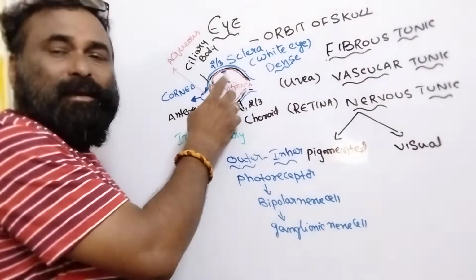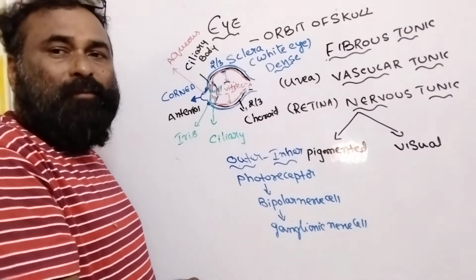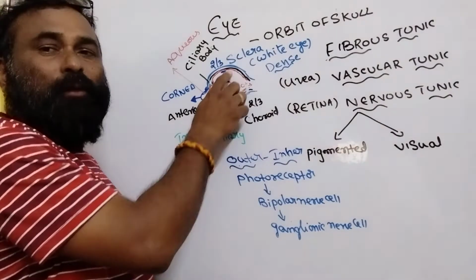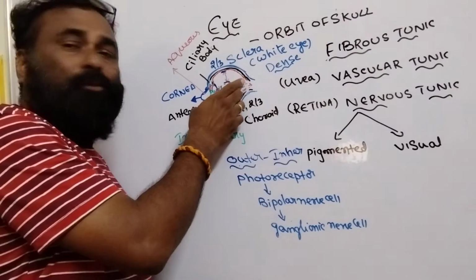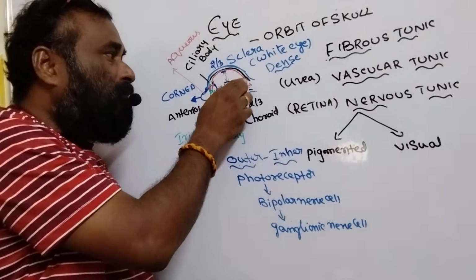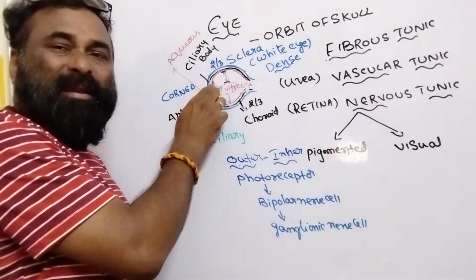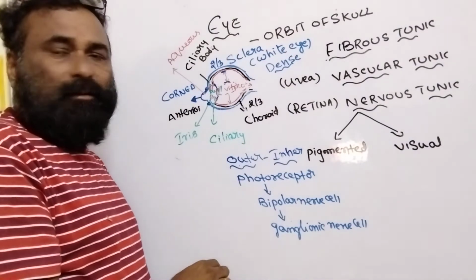Then the inner structure of the eyeball is said to be the nervous tunic. The nervous tunic is divided into a non-visual portion and a visual portion. The non-visual portion contains the pigmented epithelium. The pigmented epithelium moves posteriorly beneath the choroid, beneath the ciliary body and iris.